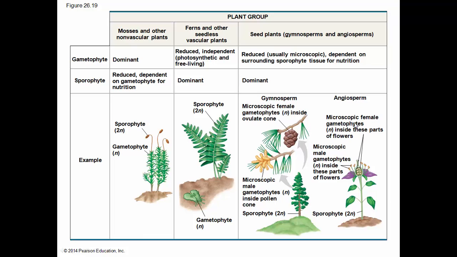In angiosperms, similar deal. The sporophyte is much larger. This could be an oak tree or a maple tree, any of the trees that have flowers on them, maybe a tulip poplar, or just this little imaginary flower here. The microscopic male gametophytes are inside these parts of the flower, the stamen, whereas the microscopic female gametophytes are inside the ovules of the flower. So these structures are microscopic. The gametophytes are microscopic in the seed plants.